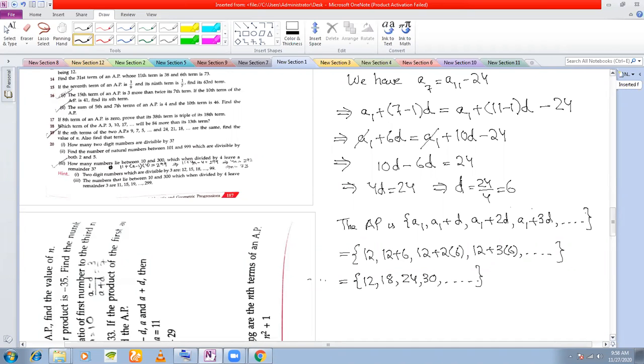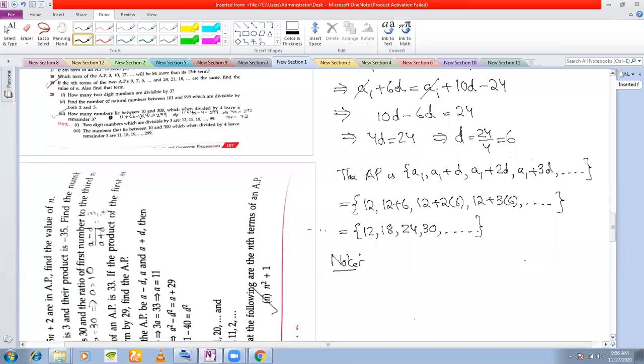This continues. Can you tell me what is the nth term of this AP? This is not asked, but normally when we are writing an AP, at the end we write the nth term here. So if the nth term was asked, what should it be? An is equal to A1 plus n minus 1 into D. A1 you know is 12. N is the general term, and we need to find it in terms of n actually.